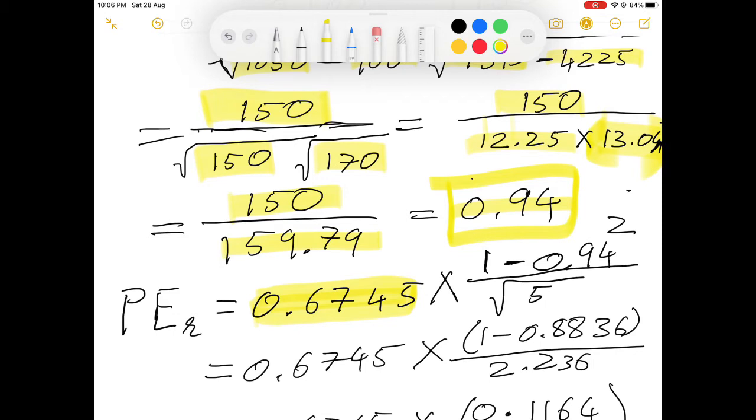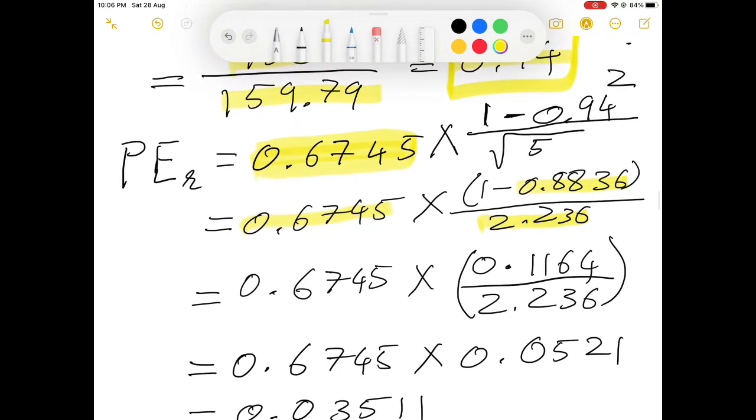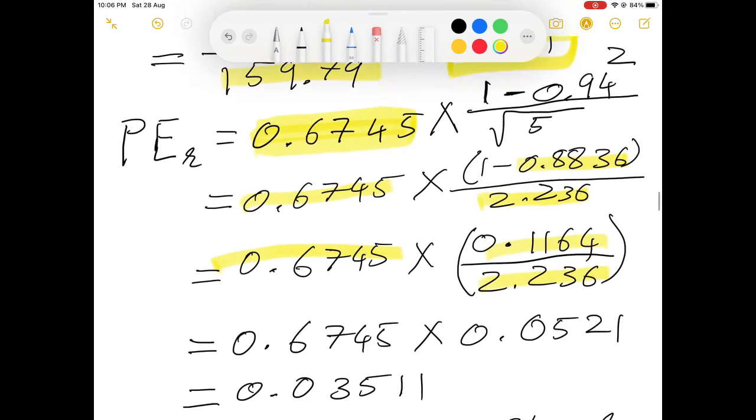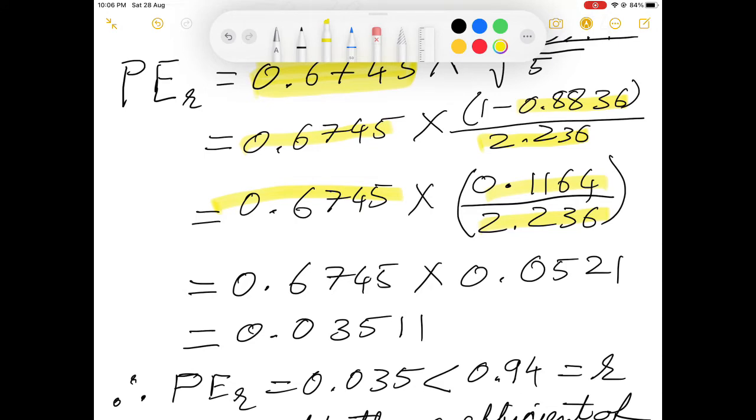So this becomes 0.6745 into 1 minus 0.8836 divided by root of 5, which gives me 2.236. So I'll simplify this further: 0.6745 into 0.1164 divided by 2.236. So when I divide, I get 0.674 into 0.0521, which gives me the final value of 0.035.